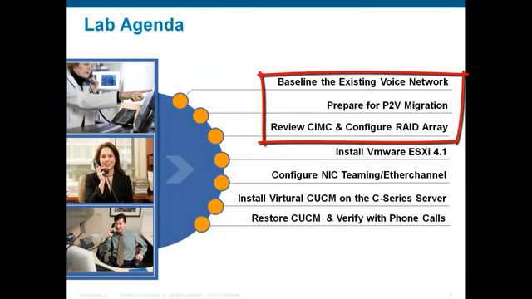In this first video, we will explore the first 3 sections of the lab agenda. In the first section, we will baseline the existing voice network by making phone calls between 2 soft phones. In the second part, we will prepare for a P2V migration by backing up the Cisco Unified Communications Manager's database. And in the third section, we will use the Cisco Integrated Management Console to configure the RAID array controller.